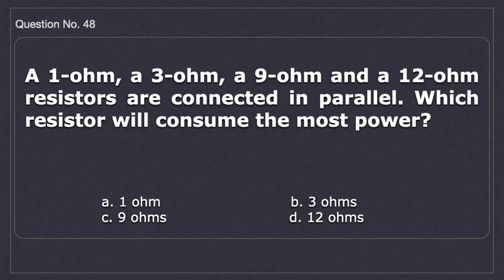Question number 48. A 1 ohm, a 3 ohm, a 9 ohm and a 12 ohm resistor are connected in parallel. Which resistor will consume the most power? A. 1 ohm. B. 3 ohms. C. 9 ohms. D. 12 ohms. Answer, A. 1 ohm.